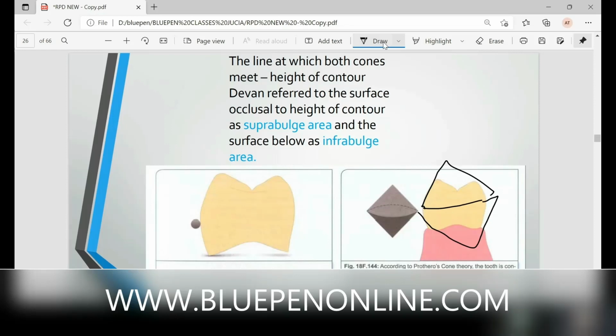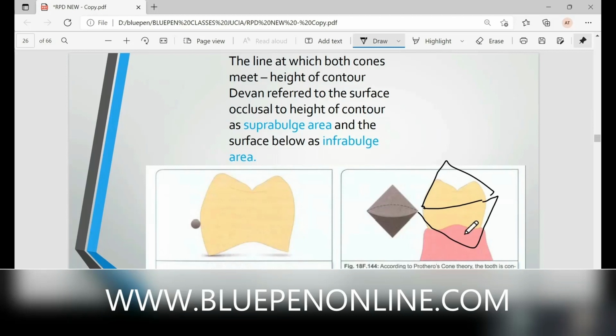So this is actually a theory. This is known as Prothero's cone theory. There will not be any question like that. This is just for understanding things. But still, when you are writing an essay, you have to include this also. So we can divide the whole tooth into two cones like this, upper cone and lower cone, and they meet at a single plane line, and that line is the height of cone.